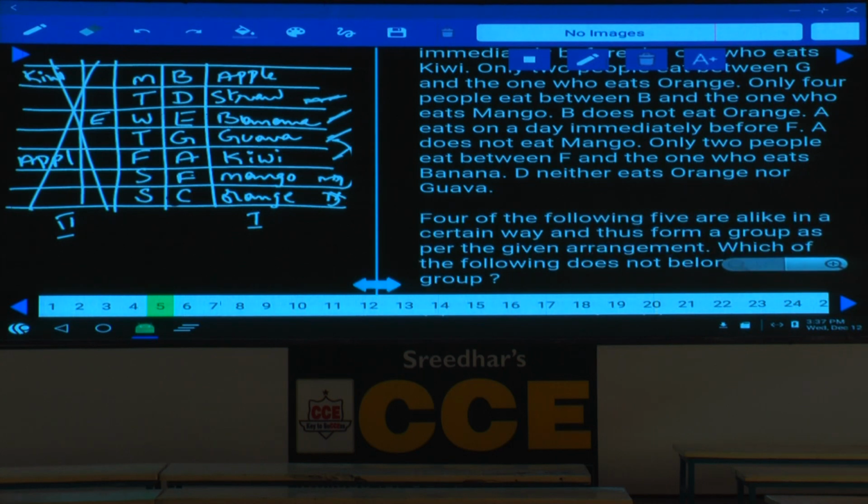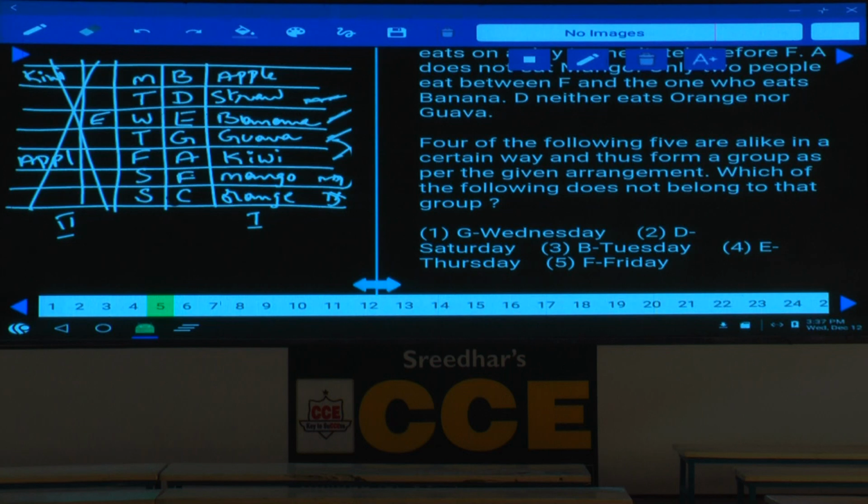Then question number 5, 4 of the following 5 is nothing but an odd man out. G and Wednesday. Now, G is immediately after Wednesday, and D and Saturday, in between these two there are 3 days. B and Tuesday. B is immediately before Tuesday. And next one, E and Thursday, E is immediately before Thursday, and F and Friday, F is immediately after Friday, isn't it? Now, except in D Saturday, all the remaining are adjacent to each other, but here the difference between these two is 3 days.